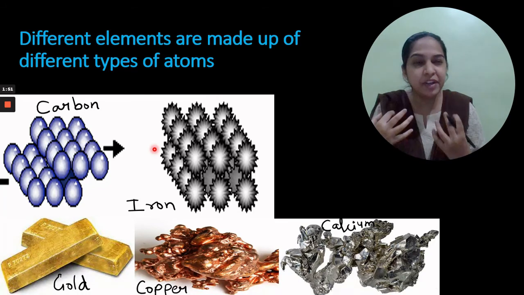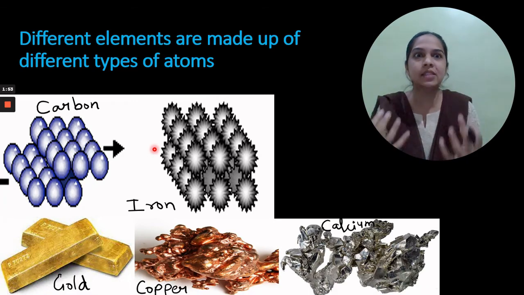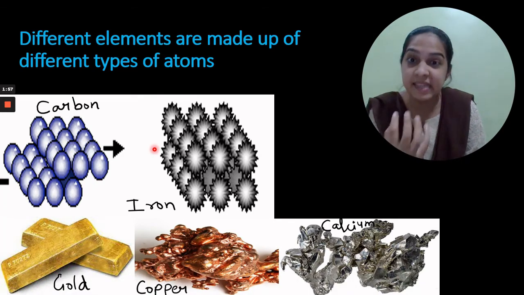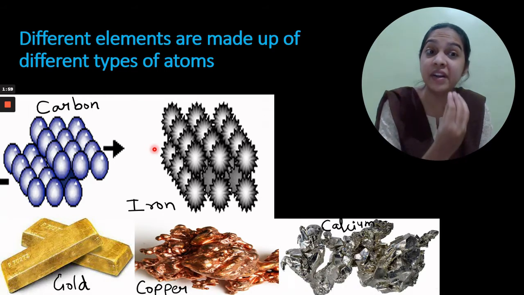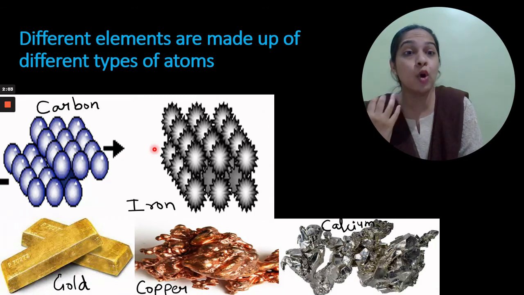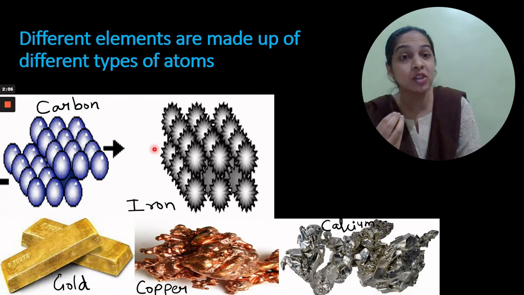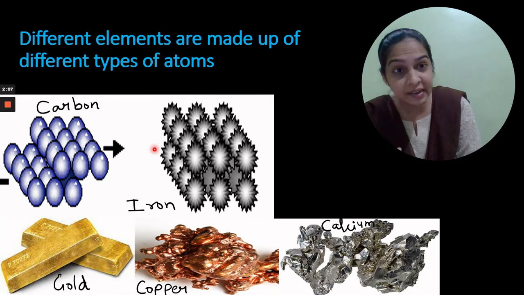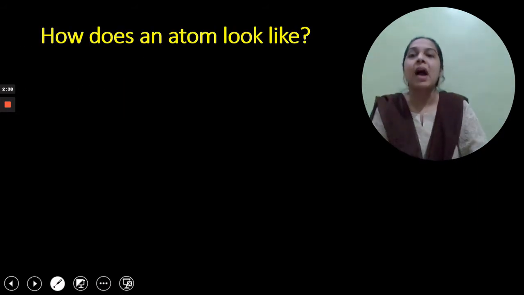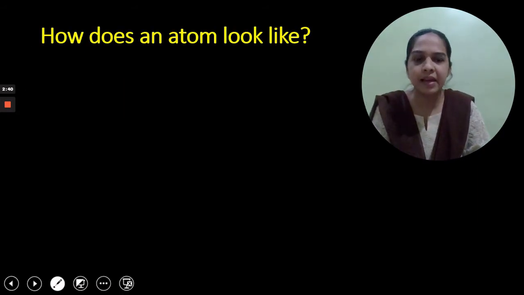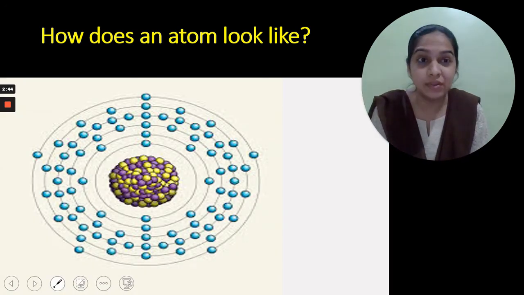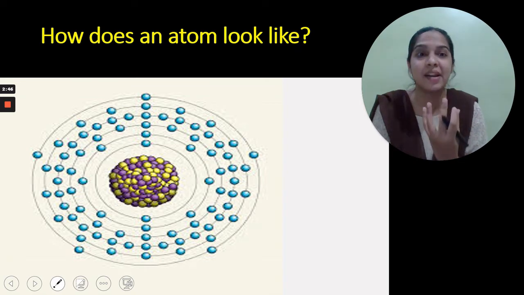They behave differently. Now, why is it so? Because each of these elements is made up of different atoms. They have their own properties because of their atoms. Just remember it. So, how does an atom look like? Now, here we are going to talk about the structure of atom.